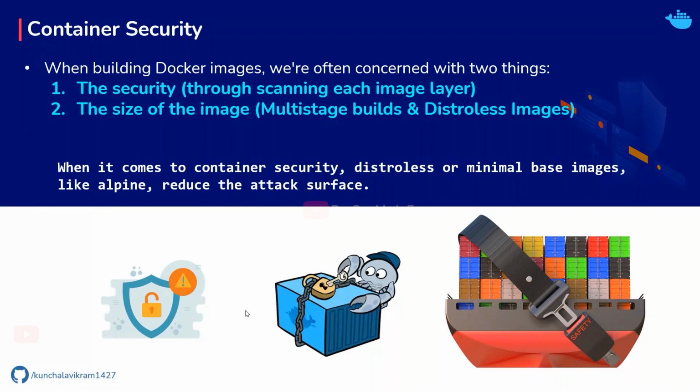Understood. And when it comes to container security, Distroless or minimal base images like Alpine can reduce the attack surface. The reason is that they are very small in size. They only pack the needed dependencies, not everything. So we should not always use Golang latest or Maven latest. We should look for the minimal version of that image, like Golang Alpine or the Distroless version of Golang. Similarly with Maven. We should find such an image.